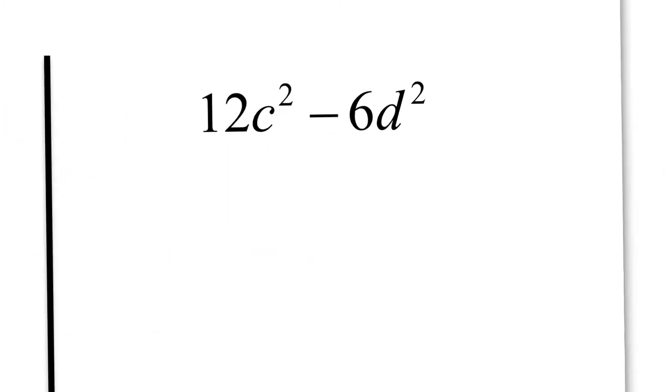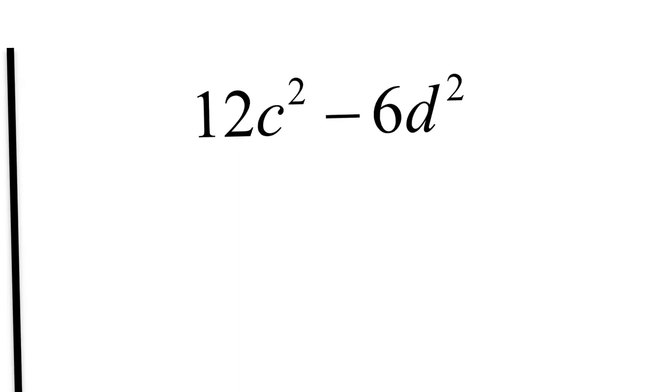All right, let's try this one here. Now this one, notice, first you have to analyze, you have to understand the problem. And I do know that 12 and 6 do have a common factor. But look at the variables, a c squared and a d squared. Here, we do not have a common variable. So that means that you guys are not going to take out a variable. You're just going to leave the same variables inside the parentheses.